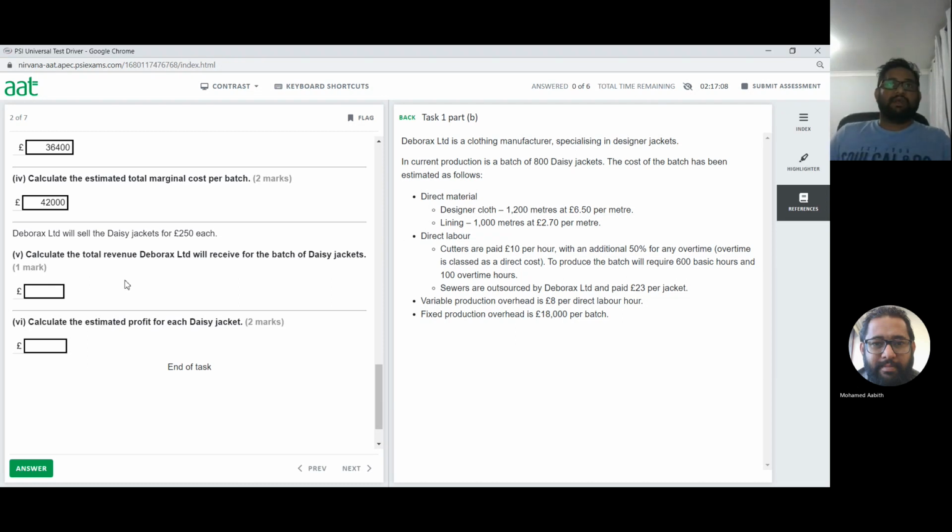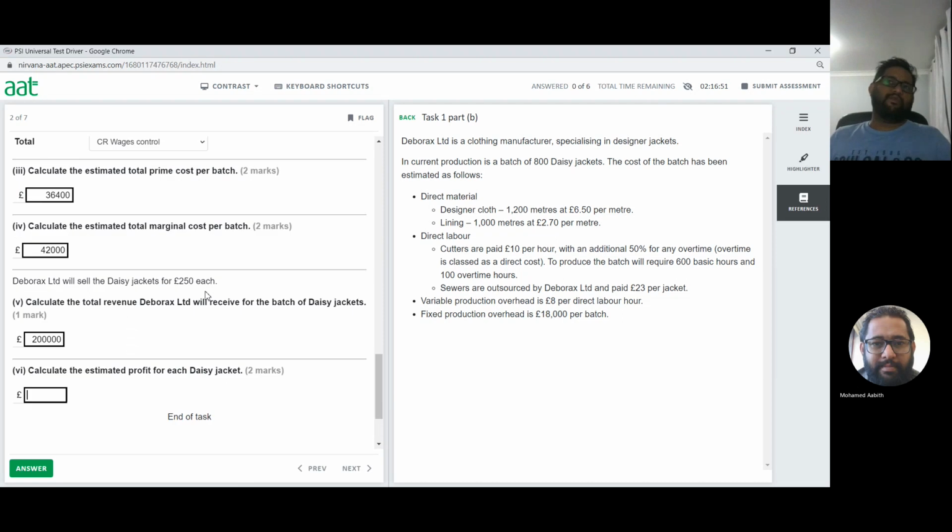Looking at the number, yeah, that's it. So if I'm going to multiply those two numbers, I'm going to give you £200,000 sales revenue for the batch of these Daisy jackets. Now they're asking you to calculate the estimated profit for each of the Daisy jackets.